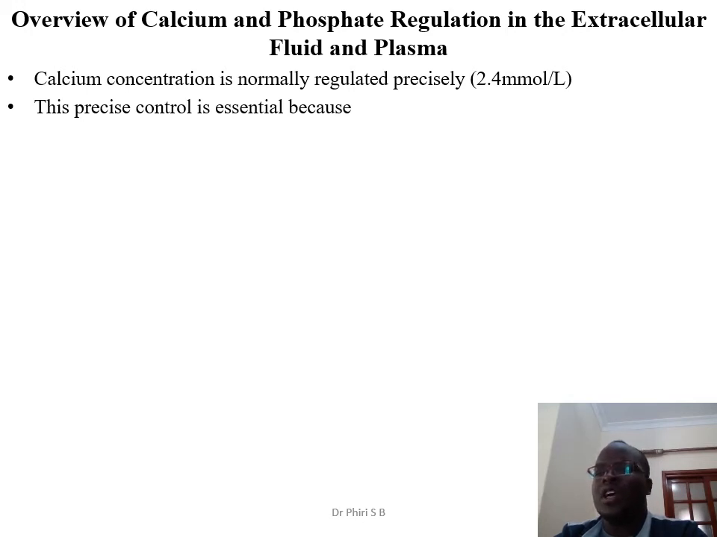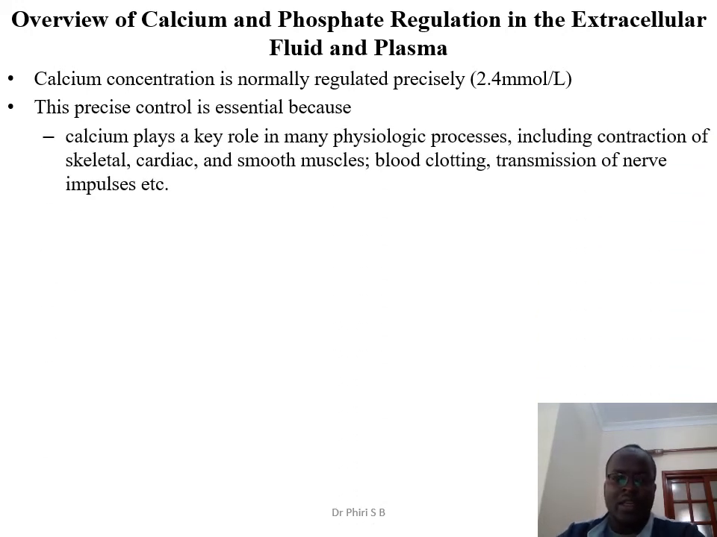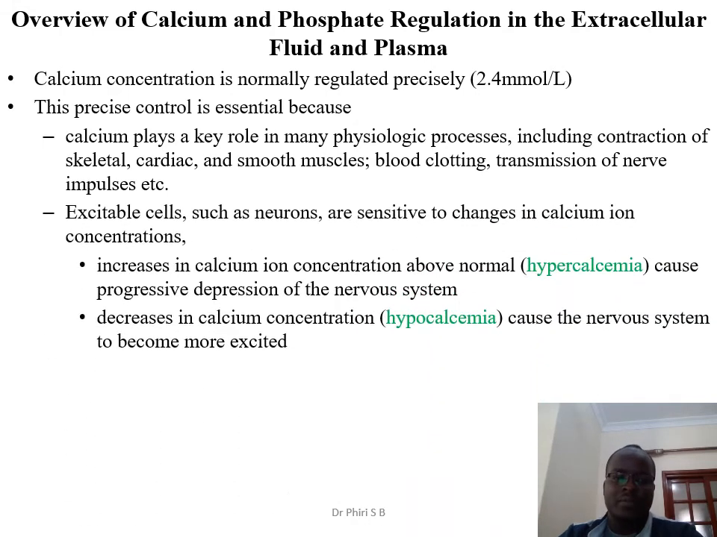And you also need calcium when it comes to clotting mechanisms. Calcium is going to participate in the extrinsic and intrinsic clotting mechanism, and also the common pathway of clotting mechanism. You need calcium. Calcium plays a key role in many physiological processes, which I have already mentioned, including the contraction of skeletal, cardiac, and smooth muscles, blood clotting mechanism, and transmission of nerve impulses. I've already explained why you need calcium to be controlled.